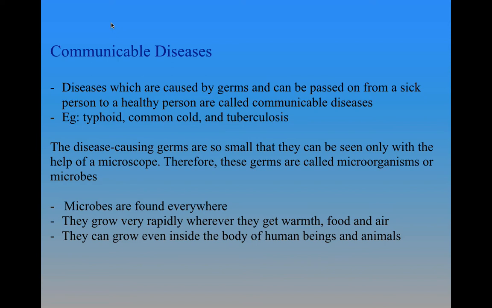The disease-causing germs are so small that they can be seen only with the help of a microscope. Therefore, these germs are also called microorganisms or microbes. Microbes are found everywhere. They grow very rapidly wherever they get warmth, food and air. They can grow even inside the body of human beings and animals.